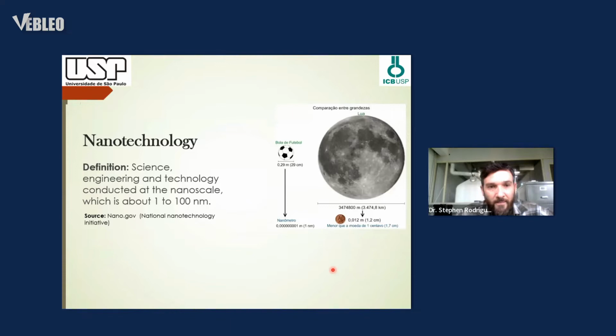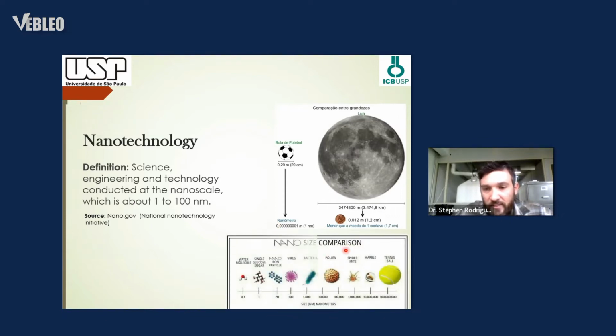When we talk about nanotechnology, we are talking about science, engineering, and technology conducted at the nanoscale. What does that mean? Compounds with a size between 1 and 100 nanometers. And what is a nanometer? If 1 nanometer was the size of a soccer ball, 1 meter would be the size of the moon. So you can see how tiny 1 nanometer is.